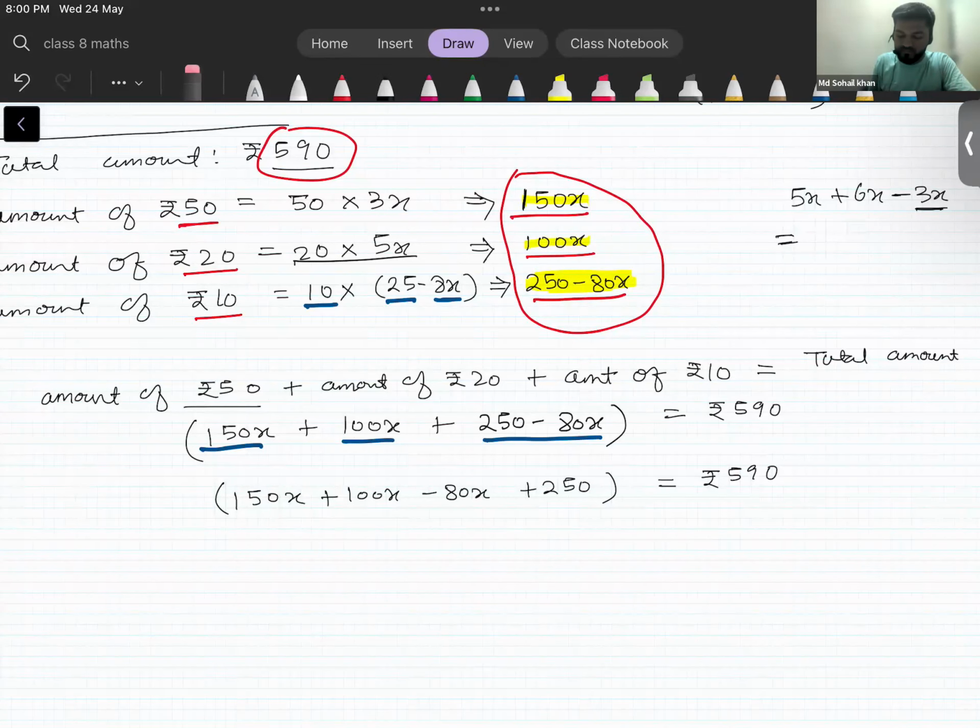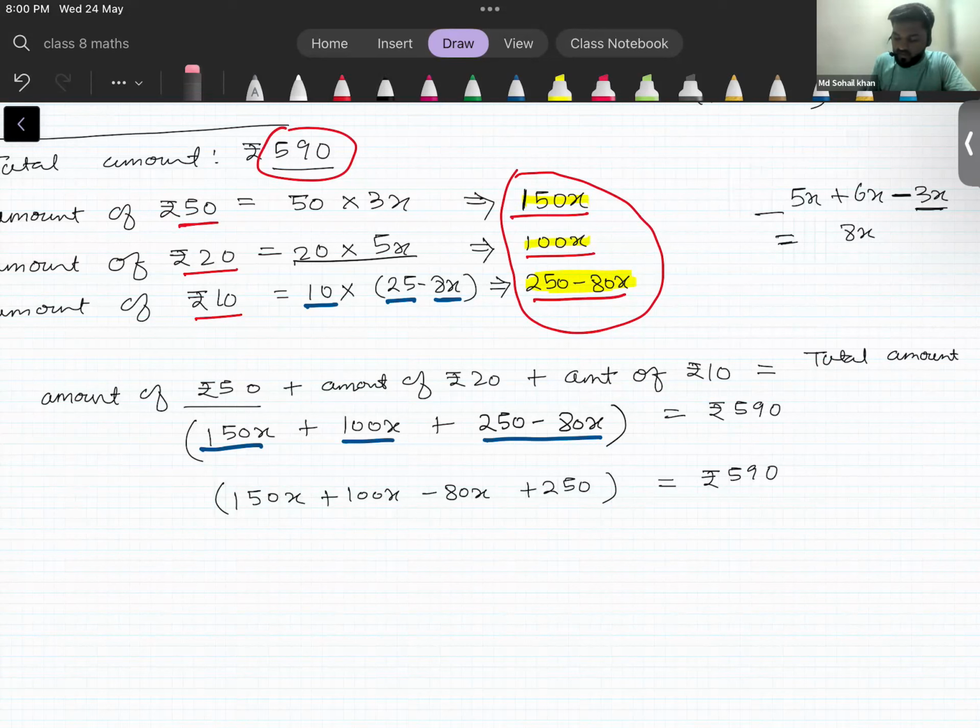Then we divide it with the answer of 5x plus 6x. We don't need to divide it. There's a subtraction sign here. Yes, sir, it's minus 3x. Then the answer would be 8x. Very good. It is simply 11x minus 3x, that is 8x.